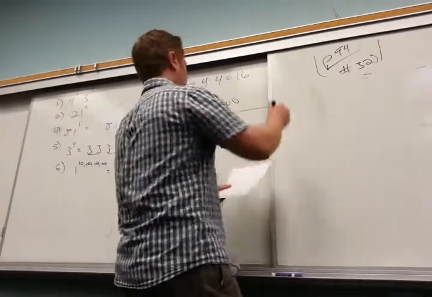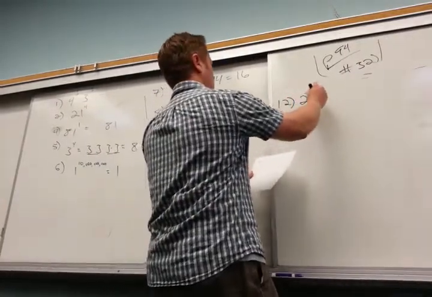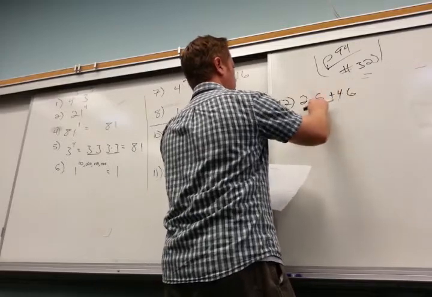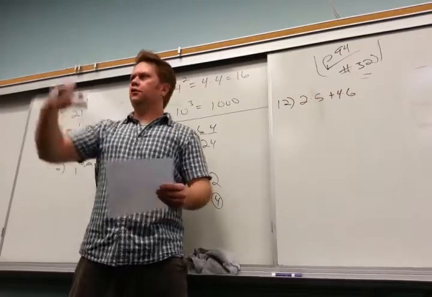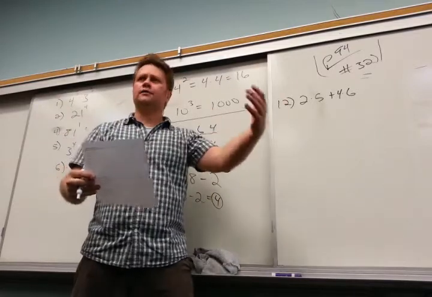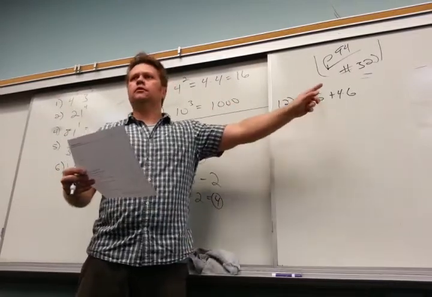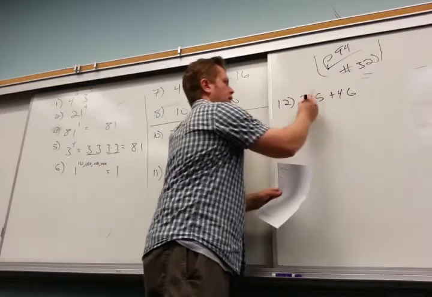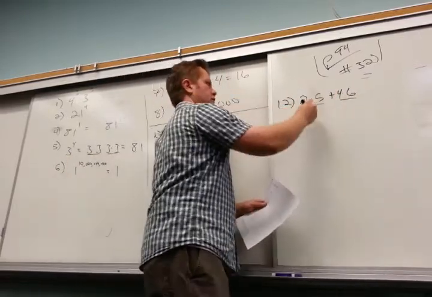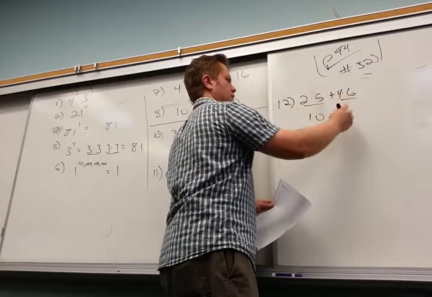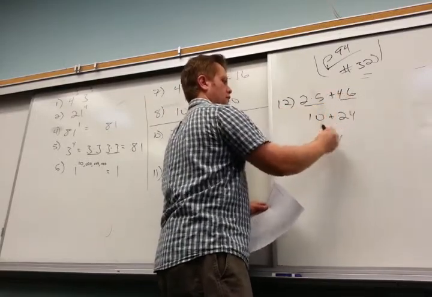Let's see, 12. I was telling somebody earlier who was asking me about this problem, order of operations tells you what to do first and so forth, but it also tells you what to do last. What would I definitely do last here? Addition. So that breaks this up into 2 parts. 2 times 5, 10. 4 times 6, 24. 34. Sweet.